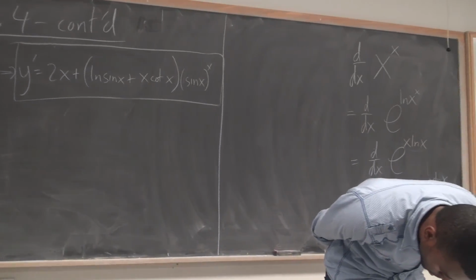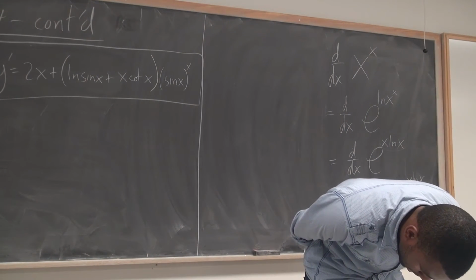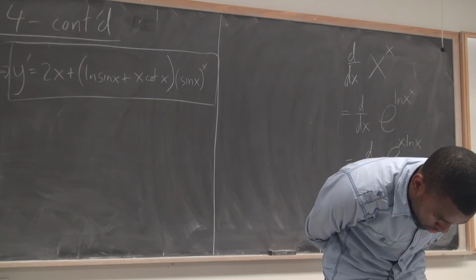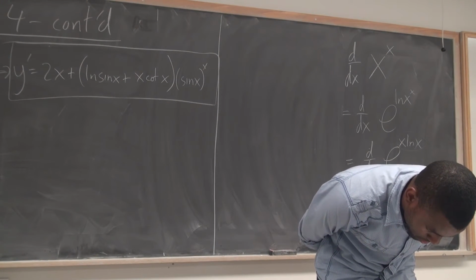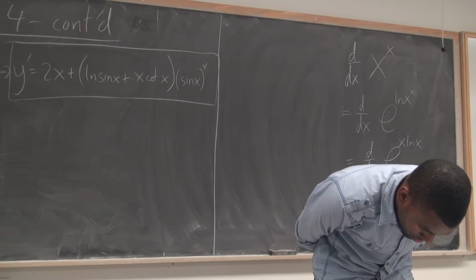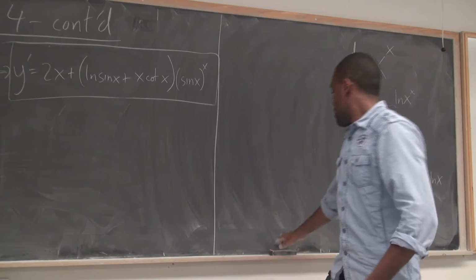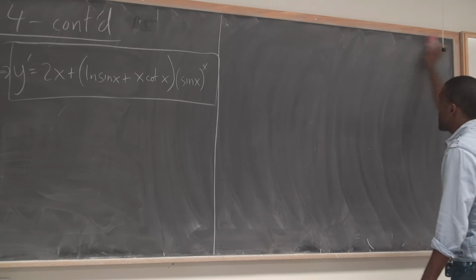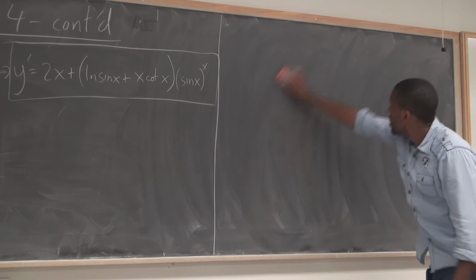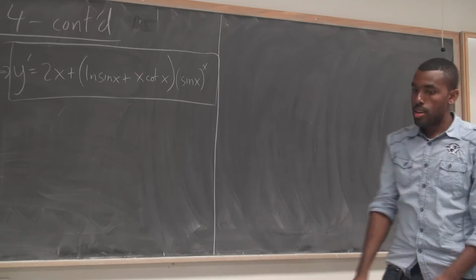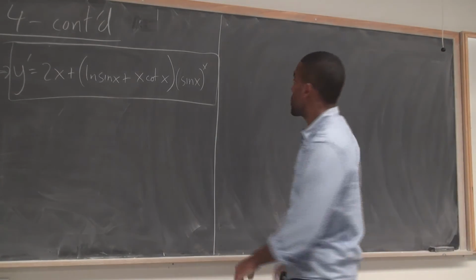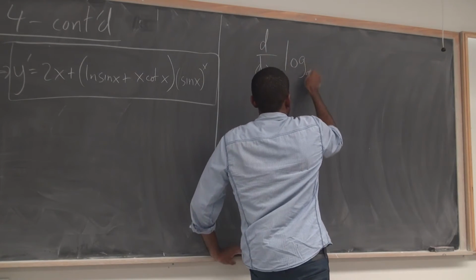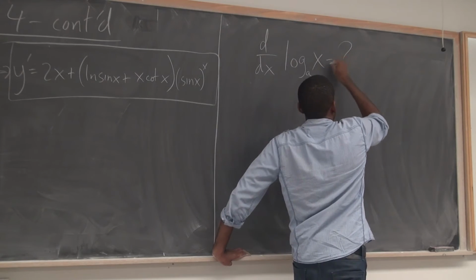What else do I want to show? How to find the derivative of the general log function. Did we do that? Find the derivative of log to the base a of x? Let's do the general log function. That's really the main last thing in this section. So let's say I want to differentiate log to the base a of x. What is that?